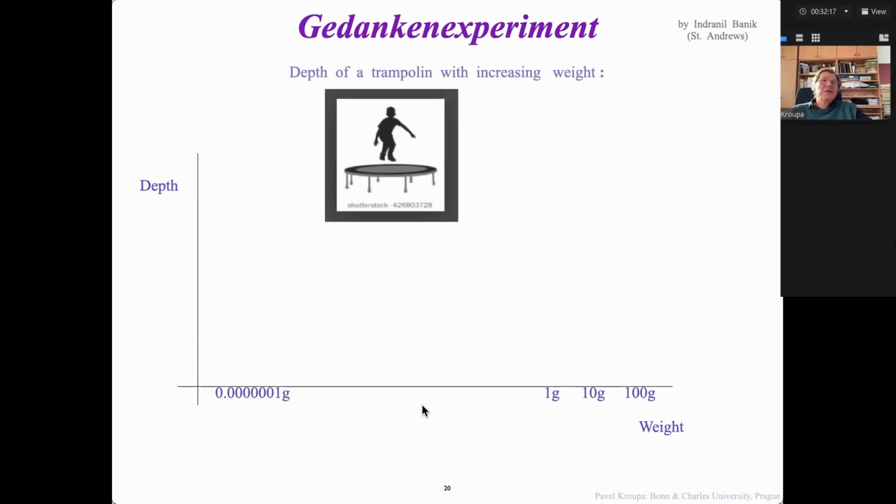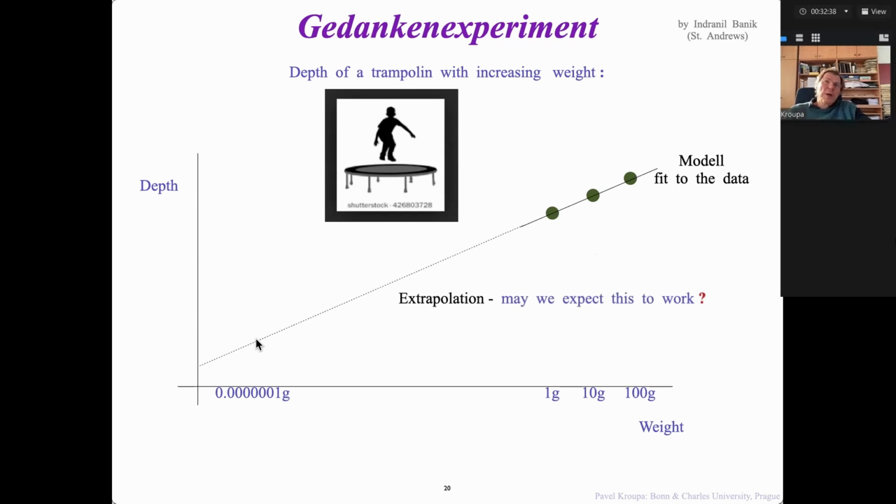It's okay. This is an important Gedanken experiment, which actually goes back to Indranil Banik. So we have here the trampoline. If you put weights on the trampoline, a heavy weight gives a larger depth, a smaller weight gives a smaller depth, and the smallest weight gives a small depth. We can then call this our law. Extrapolate it. Will it work?